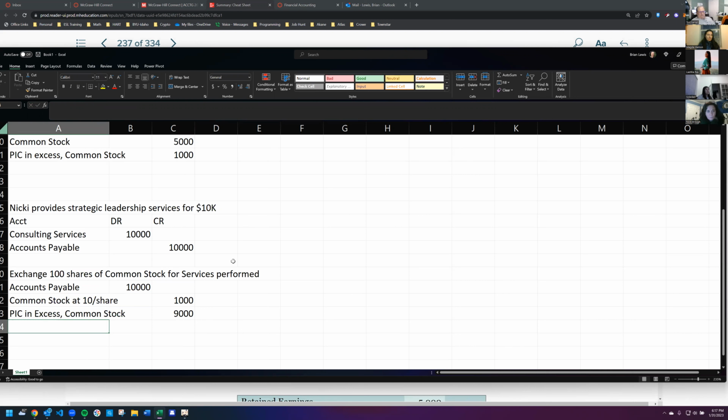Now that's whether you do services performed, land, cash, no matter what, anything over the $10 per share par value goes over to paid-in capital. I got that wrong.